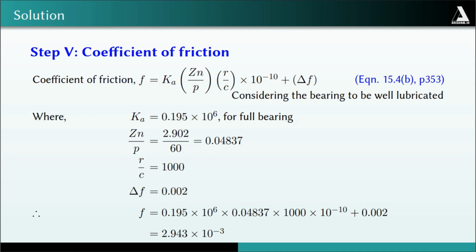In this relation, Ka is 0.195 into 10 raised to 6. This is for full bearing, that is beta equal to 360 degree. Then Zn by P is 2.902 divided by 60. So that is 0.04837. R by C we assumed as 1000. And delta F is 0.002. This value is given below the equation itself. Therefore, the coefficient of friction F is calculated as 2.943 into 10 raised to minus 3.